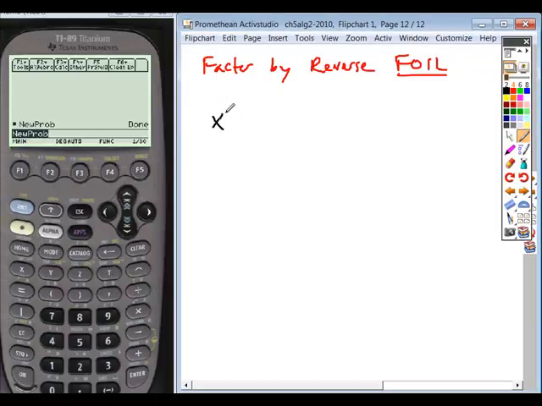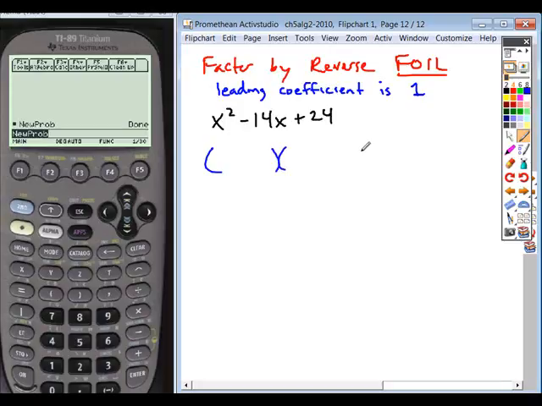So if I gave you an expression, okay, there's two forms that we're going to talk through. The first is when the leading coefficient is 1. Okay, when the leading coefficient is 1, the easiest method is to factor by reverse foiling and just use trial and error.